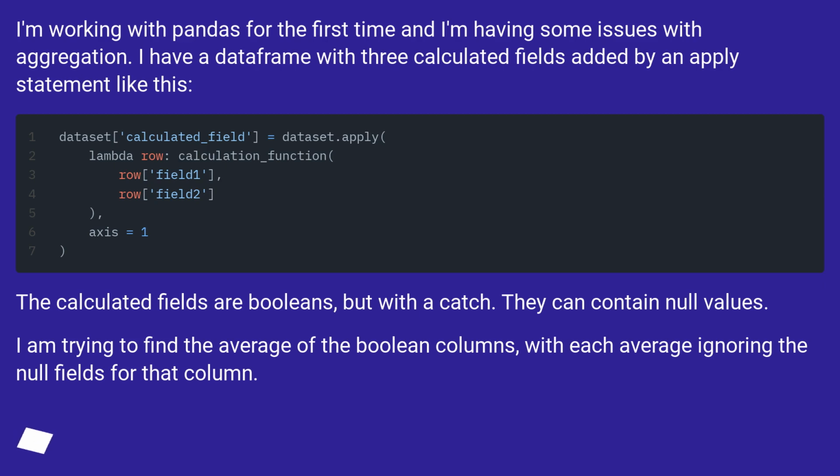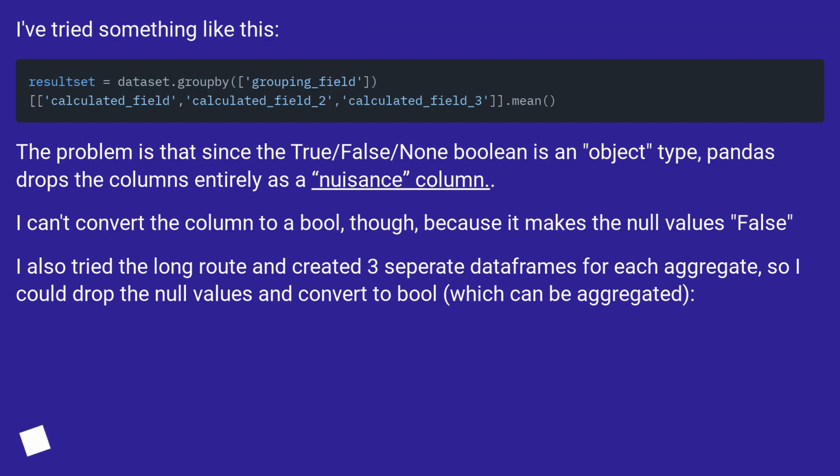The calculated fields are booleans, but with a catch. They can contain null values. I am trying to find the average of the boolean columns, with each average ignoring the null fields for that column. I've tried something like this.